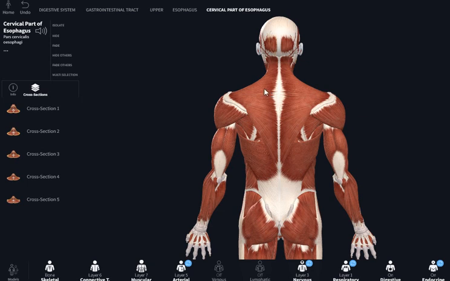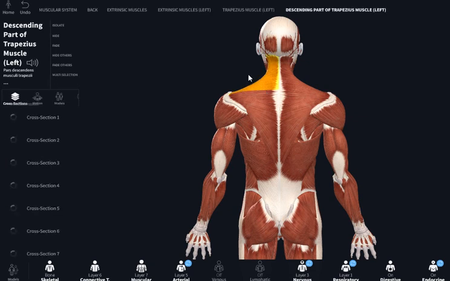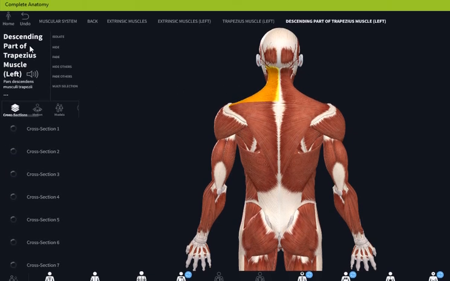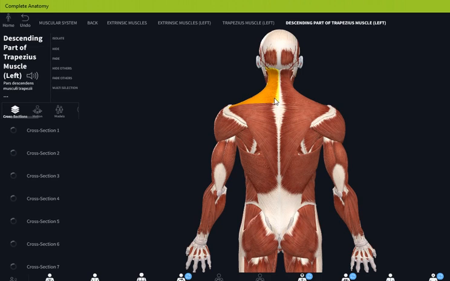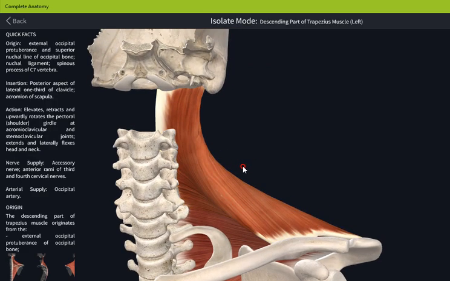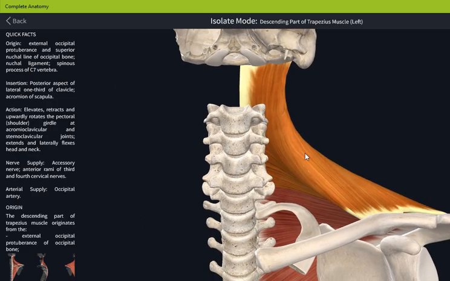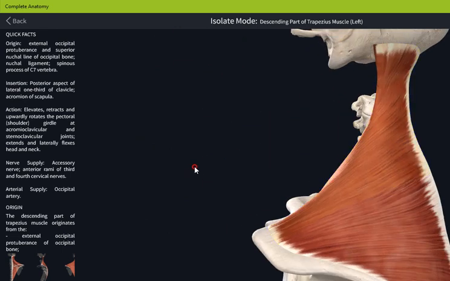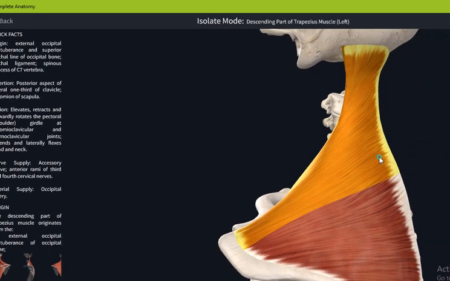We're going to start with the trapezius muscle. So this particular muscle here is called the trapezius muscle. You have the descending part of the trapezius muscle. Now, when you want to visualize the trapezius muscle, the first thing to do is to isolate it. So when we isolate the trapezius muscle, we have this. Now turning it up, we have this.